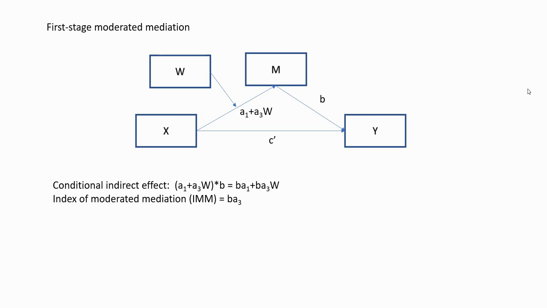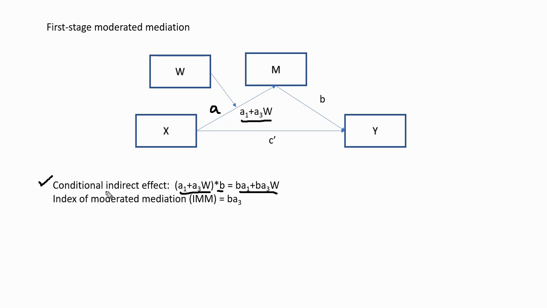Now let's consider a couple of effects that we will be computing and testing when we run our analysis using Stata. First off, let's talk about the conditional indirect effect. As I said before, if this was a standard mediation model, we would have path A and path B, and the indirect effect would be the product of A and B. Now, because path A varies across levels of W, we can compute what's called conditional indirect effects. In other words, we can take the A1 plus A3 times W and multiply it by B, and so we end up with this expression right here.